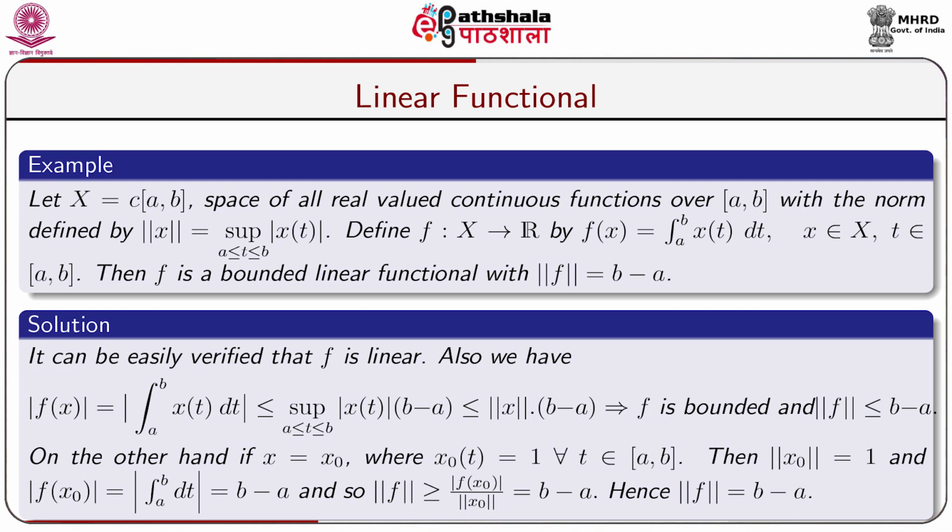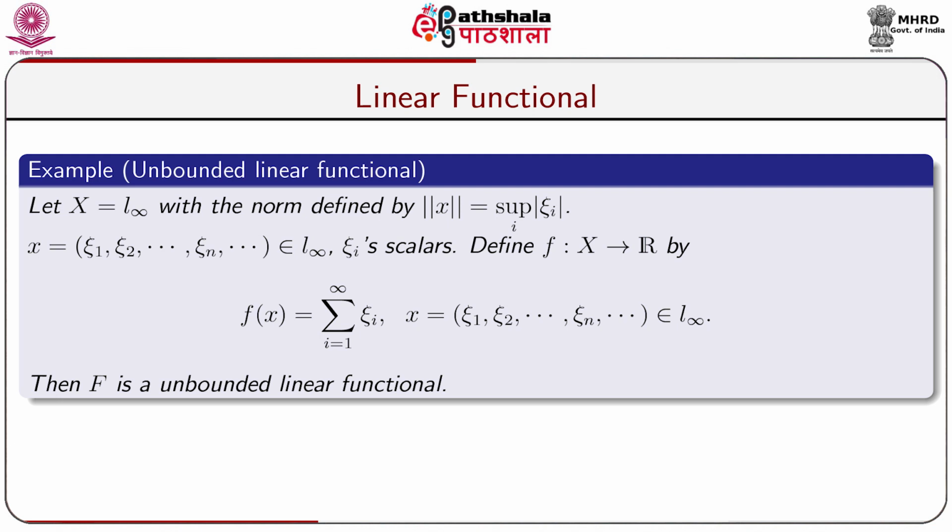This implies f is bounded, and hence norm of f is less than or equal to b minus a. On the other hand, if x is equal to x naught, where x naught of t is equal to 1 for all t belonging to the closed interval [a, b], then norm of x naught is equal to 1 and modulus of f(x naught) is equal to modulus of the integral from a to b of dt, which is again equal to b minus a. And so, norm of f is greater than or equal to modulus of f(x naught) divided by norm of x naught, and is equal to b minus a. Hence, norm of f is equal to b minus a.